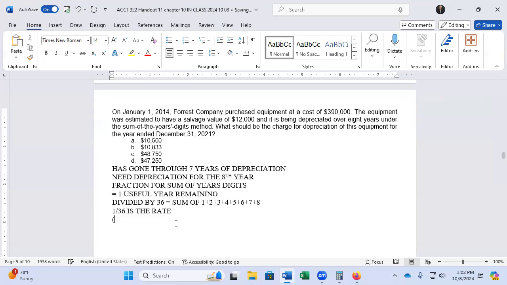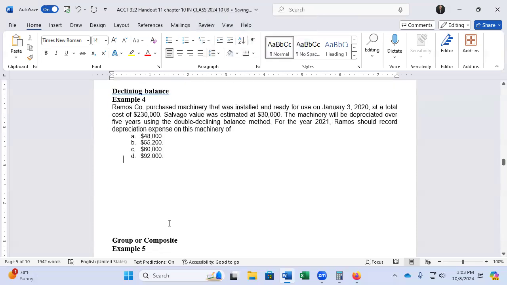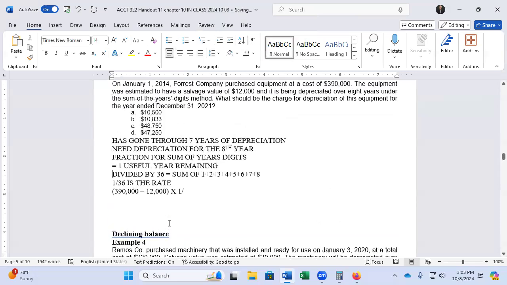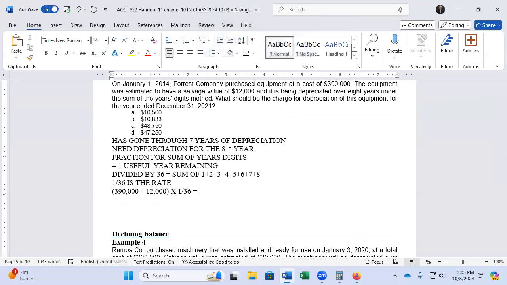And so we take 390,000, we subtract out the salvage value, 12,000, and then we multiply it by 1 divided by 36. Oh, hit the number lock key. And that comes out to be 10,500.